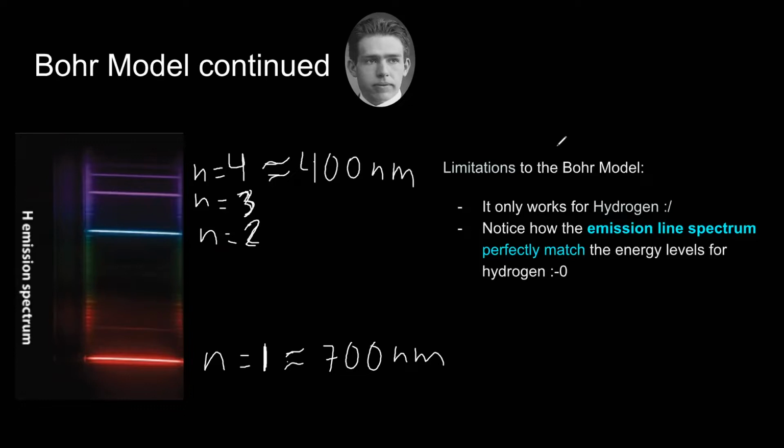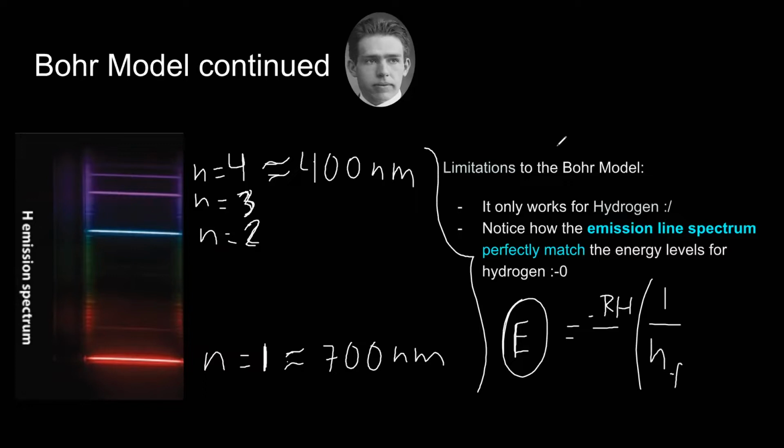But we're just estimating, and again, these will all relate to the Rydberg equation. So you can calculate this exact energy by using negative RH times 1 over n final squared minus 1 over n initial squared. Alrighty, so let's move on to the next topic.